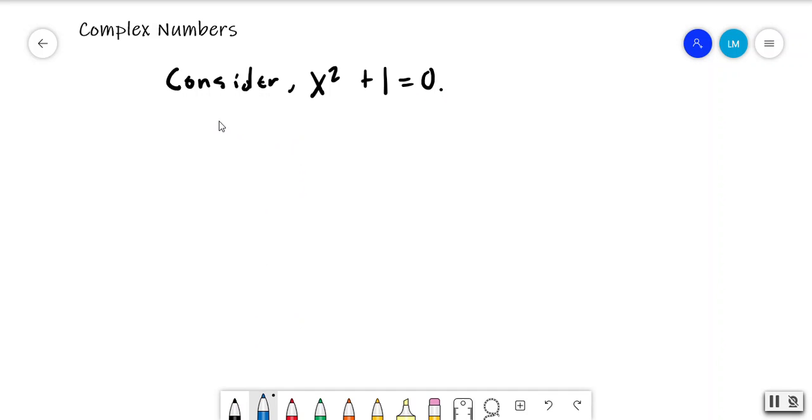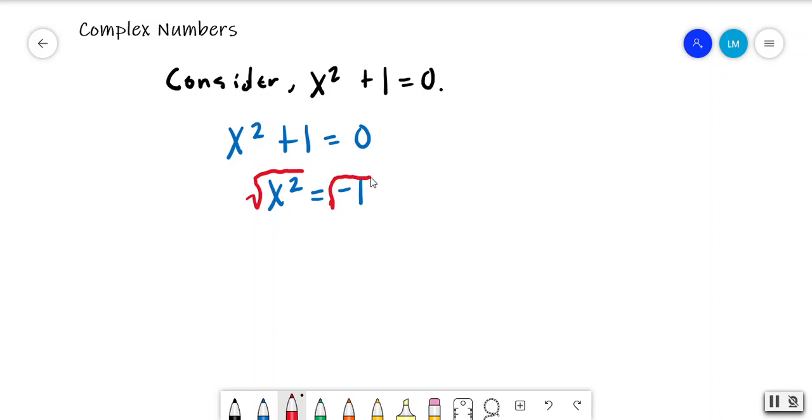Now, if we try to solve this equation, we have x squared plus 1 equals 0, but then you get x squared equals negative 1. The next step would be to take the square root on both sides. But the only problem is that we end up with this issue: how do you find the square root of a negative number? Mostly because this number right here is not real. Well, if it's not real, then it's probably imaginary.